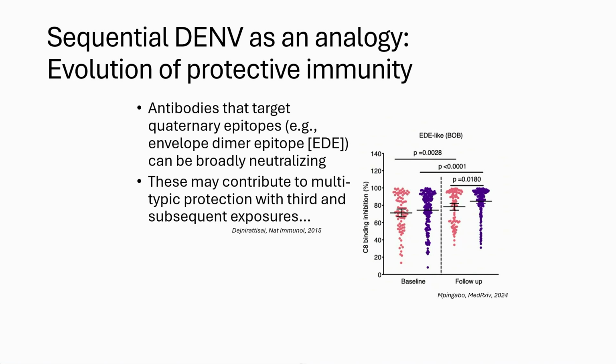So what we're seeing here is looking specifically at antibodies against the envelope dimer epitope. We're comparing those who were unvaccinated in the orange, those who were vaccinated in the purple at baseline, and then after follow-up, again with the dengue epidemic coming in the middle. And what we see is an increase in EDE antibodies between those who were vaccinated and unvaccinated, and then it's boosted further in each of those groups in follow-up, where presumably many of them would have been infected with dengue, suggesting that you may see this increase in antibodies against quaternary epitopes with sequential exposures.